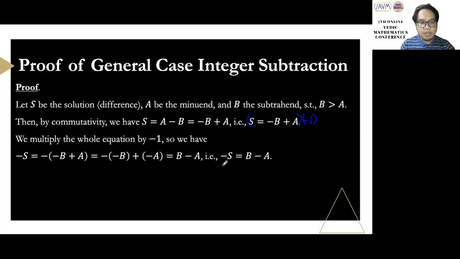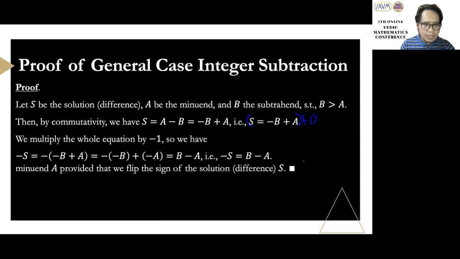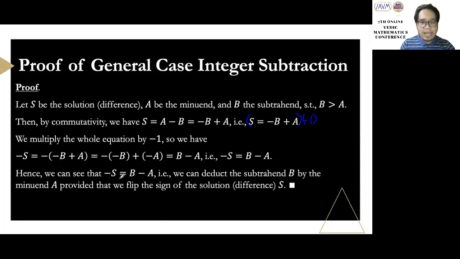That is, we say that your difference is negative S. Your answer is negative S, which is equal to B minus A. So hence here we can see that negative S equals B minus A. That is, we can deduct the subtrahend B, if it's greater than A, by the minuend A, provided that we flip the sign of the solution or the difference S. And that ends our proof.